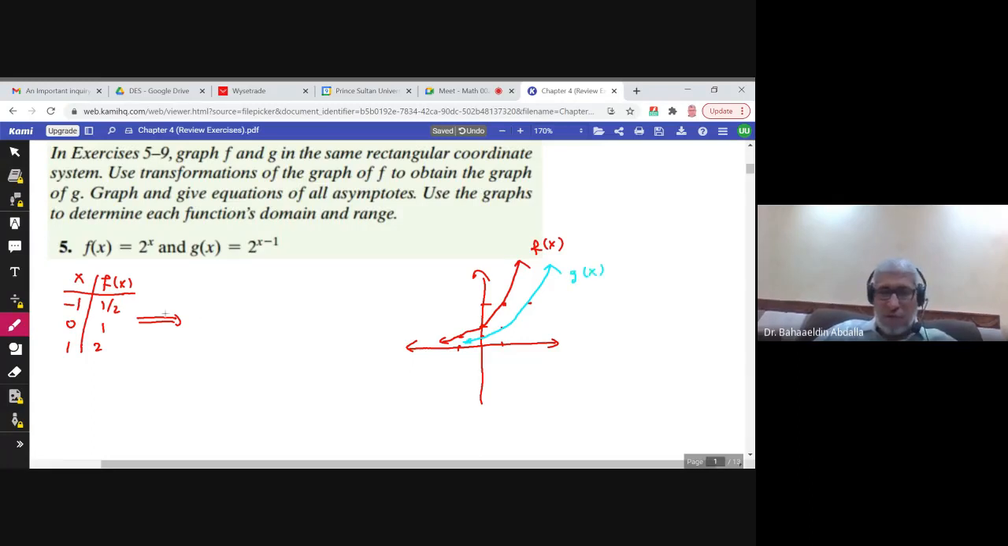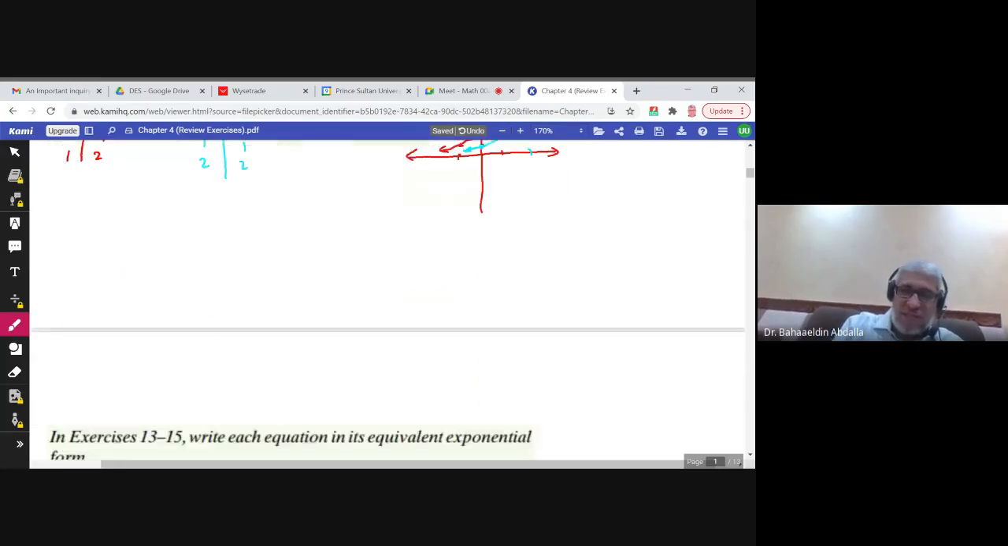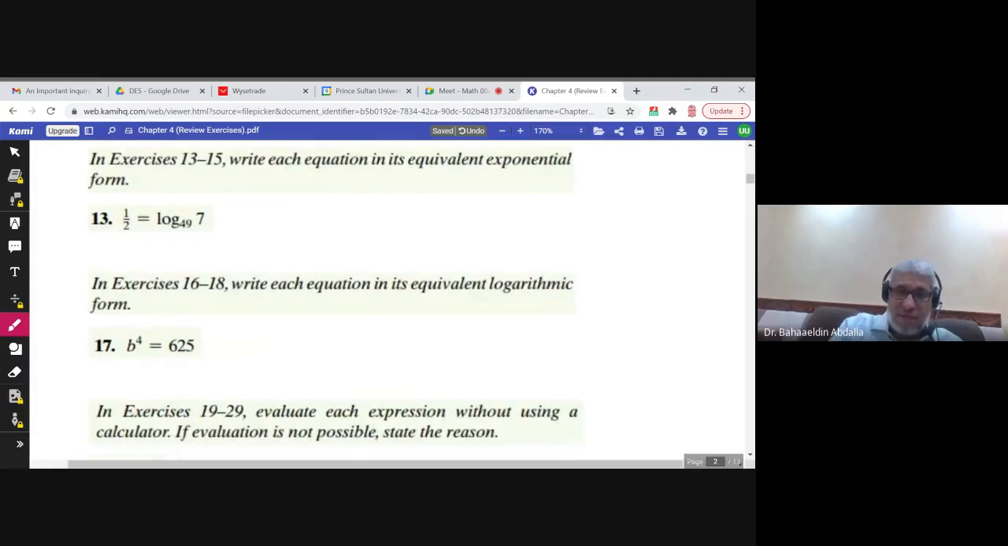Or if you want, you can in fact add 1 to each x because you are taking the graph to the right. So the table of g of x would be the y without any change: half, 1, 2. But the x, we added 1 to each x. So we have 0, 1, and 2. So at 0, it is half, this point. At 1, it is 1, this point. And at 2, it is 2, this point. So that's the graph of f of x and g of x in the same rectangular coordinate system.